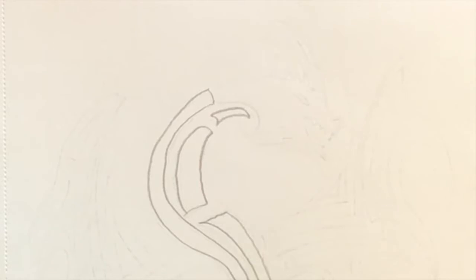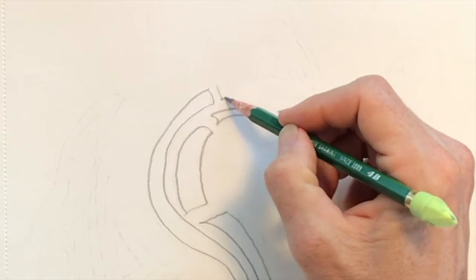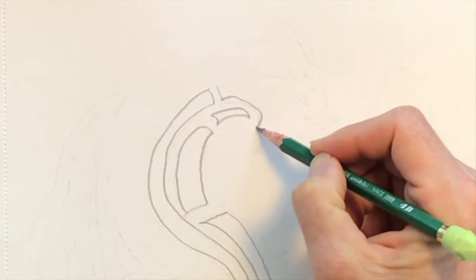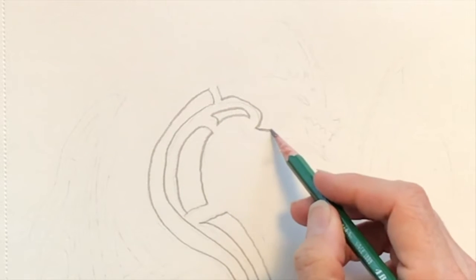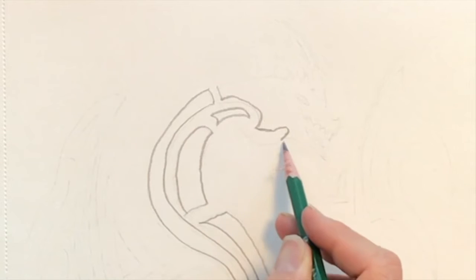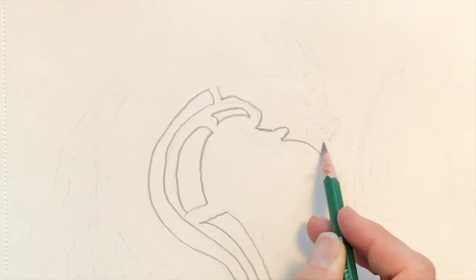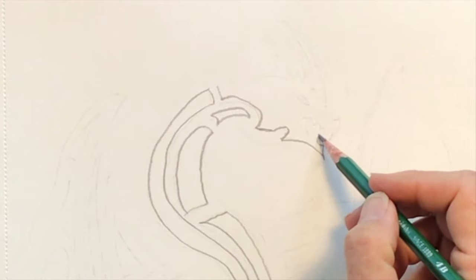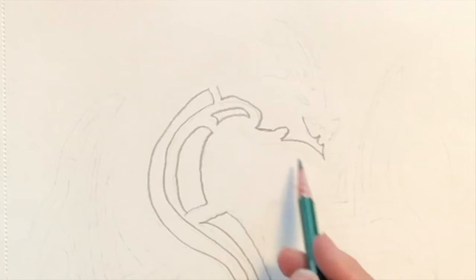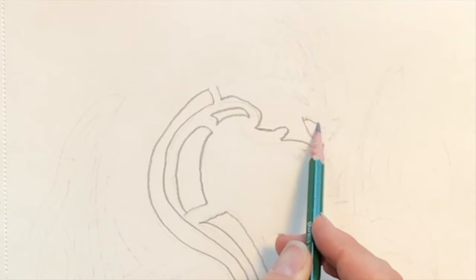Next, we will draw the dragon's head. Please pause the video incrementally to copy the different directions that I take the line in when I draw the underside of the head, the opening of the mouth, the teeth, the snout, horns, and scales running down the back of his neck.